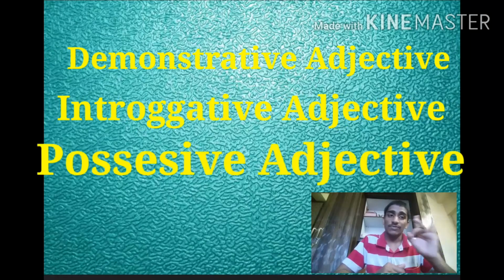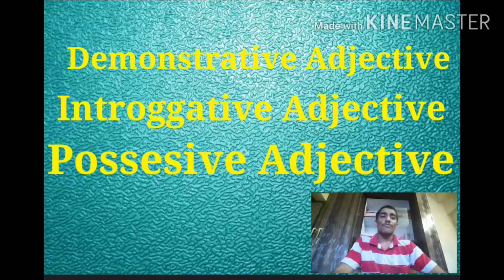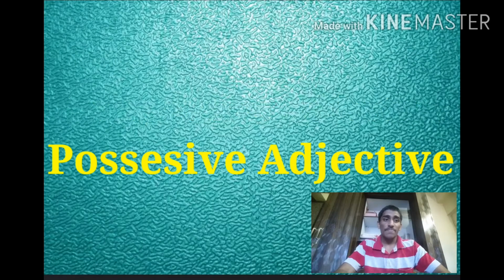As I said in the previous video, I am going to discuss three more types of adjectives in this video. In the previous video I discussed three types of adjectives, whereas I told you that there are six types of adjectives. The first video was about three types, and this video is about three more. Today we are going to discuss demonstrative, interrogative and possessive adjectives. So without wasting time, let's begin.